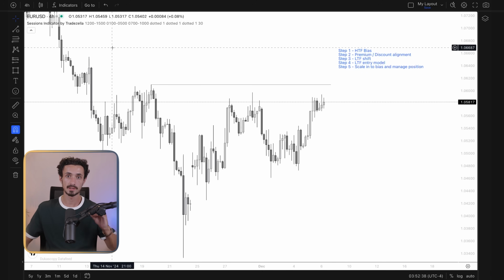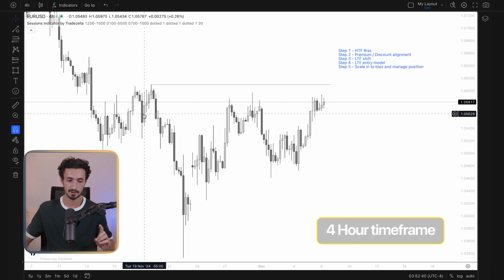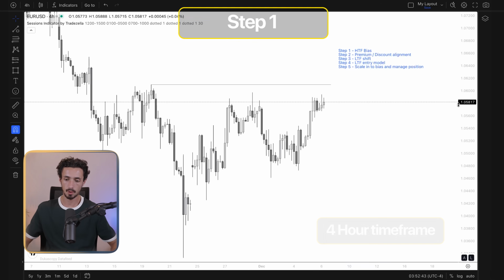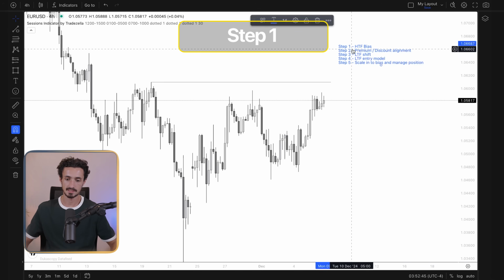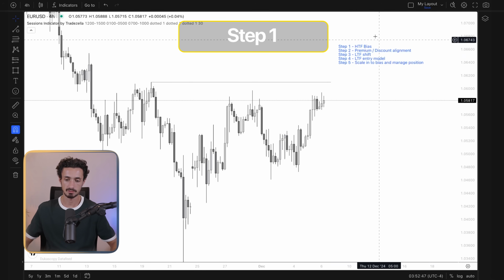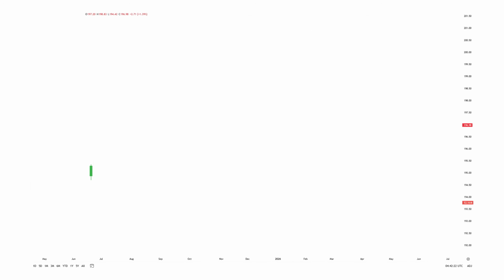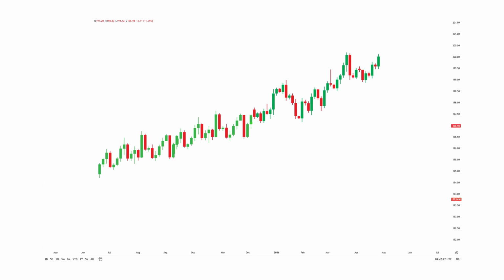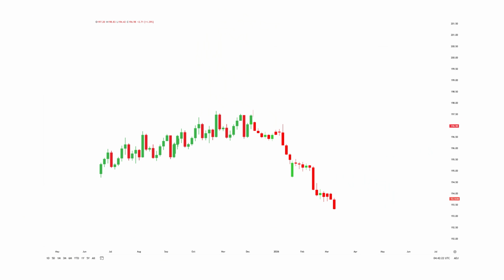So Euro, US dollar, 4-hour time frame. Very, very important. So step 1, as you can quite clearly see, is higher time frame bias, right? HTF bias. That simply means understanding what's the bias of the higher time frame. By bias, we're referring to what's the likely directional intention for price. Is price most likely to trade higher, or is price most likely to trade lower? To do that, we're using very simple market structure.